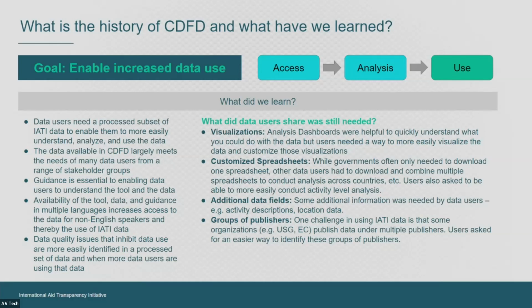People also said that they needed additional data fields. Descriptions is a very common data field that a lot of researchers and analysts use to look for specific things that are maybe not included in a sector category, but a specific thing. So oftentimes we would have to download data from the data store and from CDFD and combine it so people could do their analysis. So we've added the descriptions. There's definitely a demand for location data. That's something we're still working on. It's not yet available in the tool.